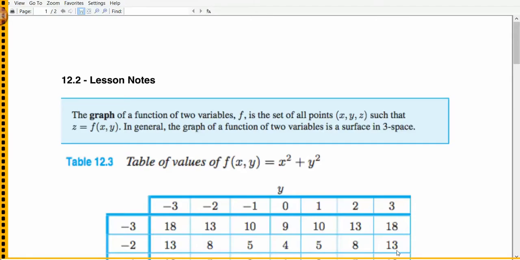This is a definition you've seen before. All it is is one added letter. The graph of a function of two variables f is the set of all ordered points (x, y, z) such that z equals f of x, y. In general, the graph of a function of two variables is a surface in 3-space. This is exactly the same thing as the graph in 2 dimensions, where the graph is the set of all ordered points that make the equation true.